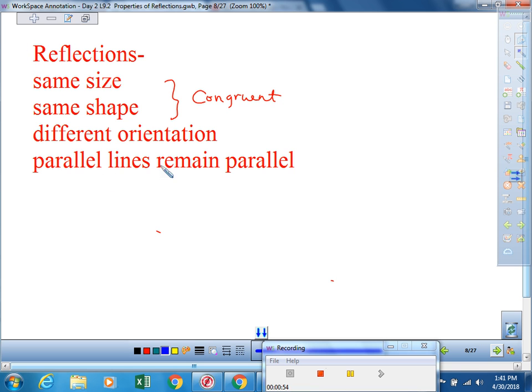Remember, this is a good pop quiz, right? The properties of a translation we went over, the properties of a reflection are right here. When you write reflection, you also want to write flip. It is a flip. Just like translation was a slide, this is a flip. It's still the same size, same shape. They are congruent. Different orientation, and that goes for the letter orientation and the physical orientation.